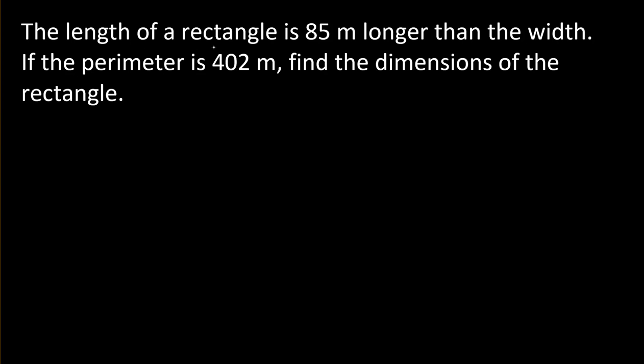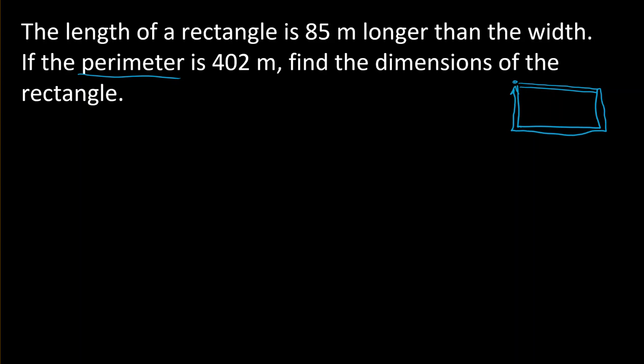The length of a rectangle is 85 meters longer than the width. If the perimeter is 402 meters, find the dimensions of the rectangle. Well, the first thing I'm going to do is just kind of off to the side, draw a rectangle. That's a poor rectangle, but it'll do the job. Perimeter. What is perimeter? Perimeter is when we go from one point on the outside of that rectangle and we go all the way around the perimeter, all the way around the outside.